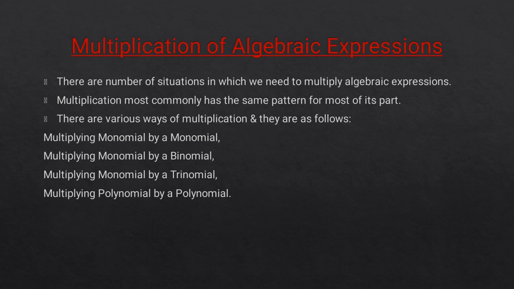And the ways are multiplying a monomial by a monomial, multiplying a monomial by a binomial, multiplying a monomial by a trinomial, and multiplying a polynomial by a polynomial. Now, let us learn about these ways one by one.